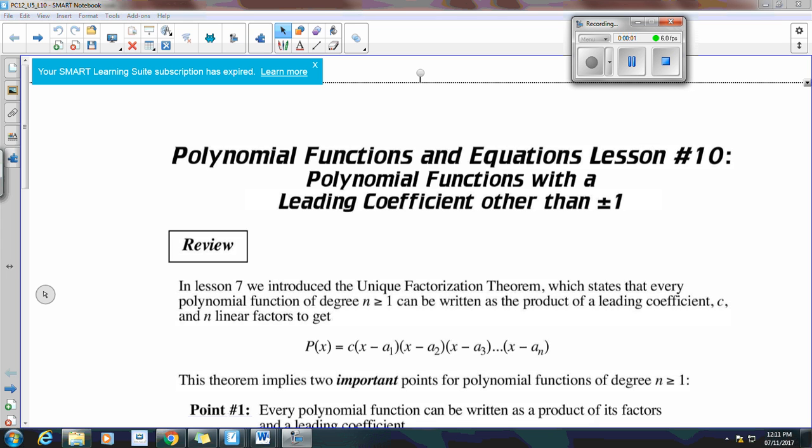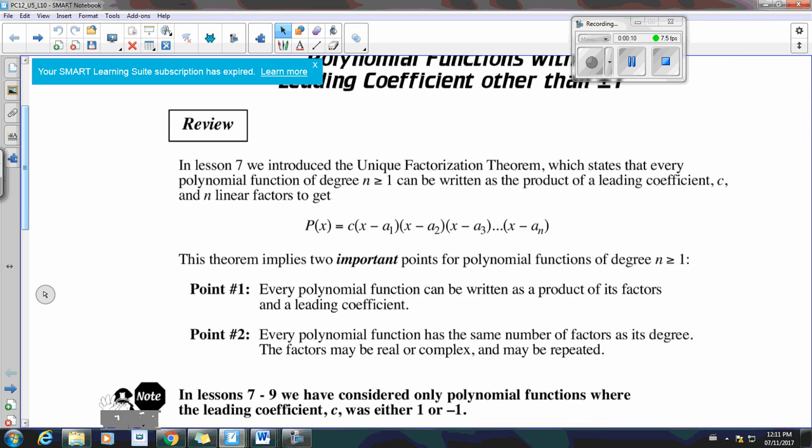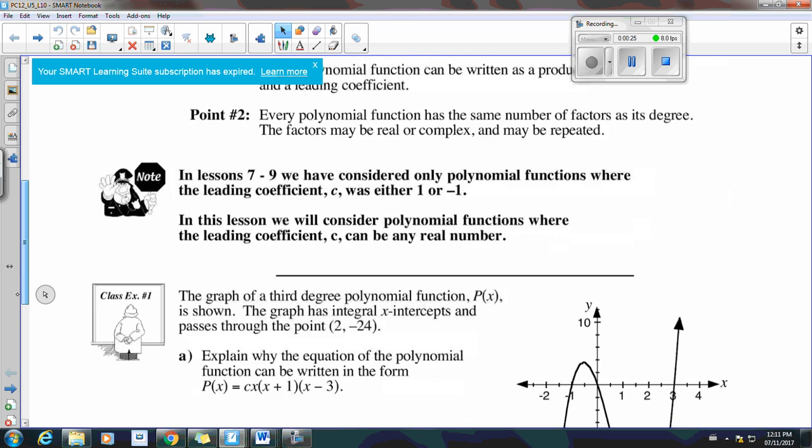Okay, lesson 10. So now we finally start to consider leading coefficients that are not just 1 and positive 1. So in lesson 7, we introduced the unique factorization theorem. This told us two things. Every polynomial function can be written as the product of its factors and a leading coefficient. Every polynomial function has the same number of factors as its degree. Remember, some of those could be non-real, as we briefly touched on in the last lesson.